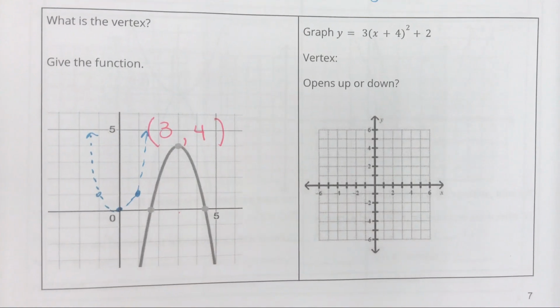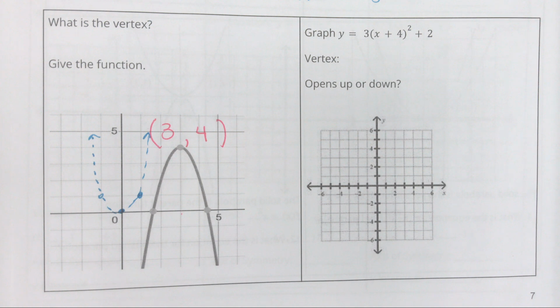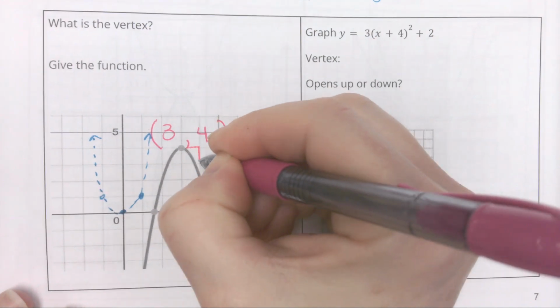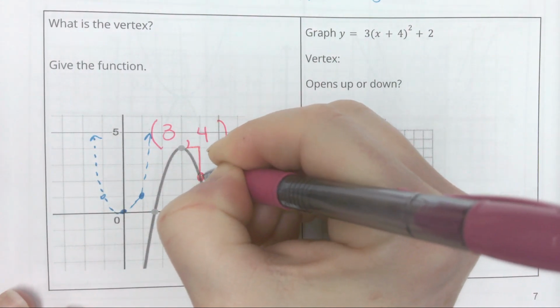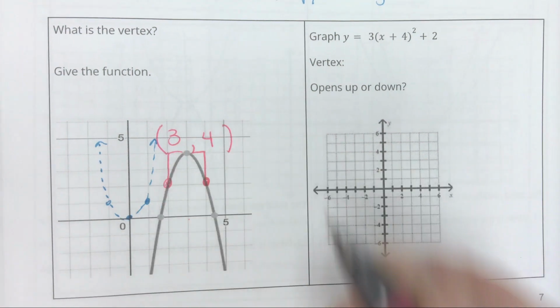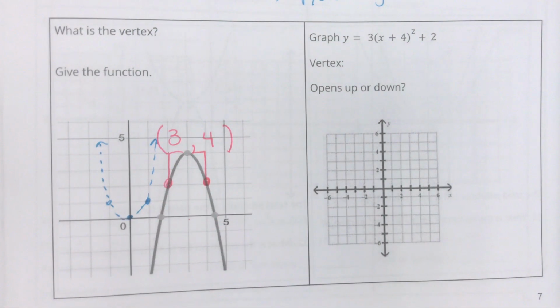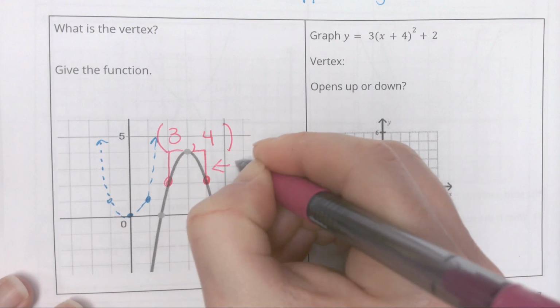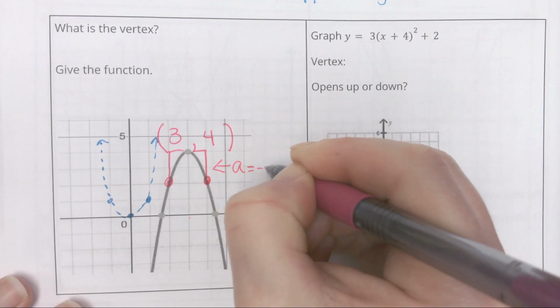Would you take your pencil, go over one from the vertex, and figure out how far the next point is? To me, that looks like it goes down 2. You can do it on either side. Is that what it looks like to you? What that means is that a is equal to negative 2.